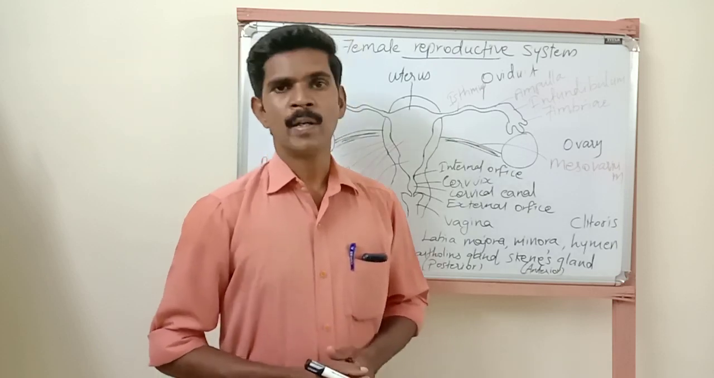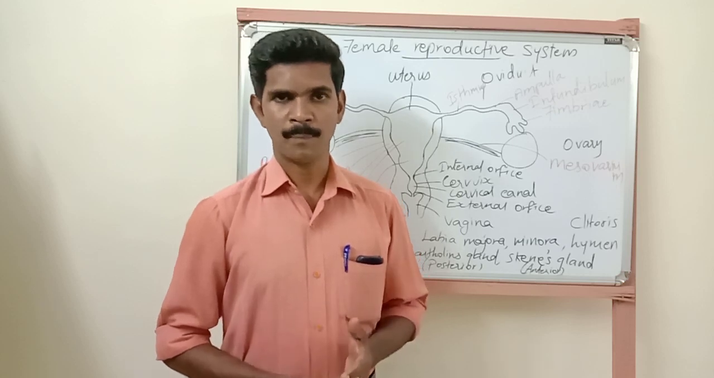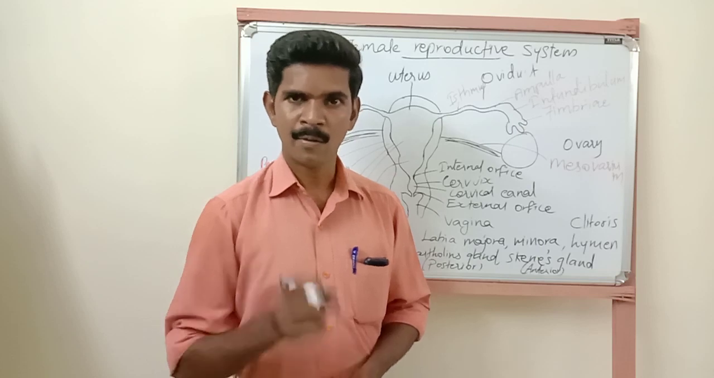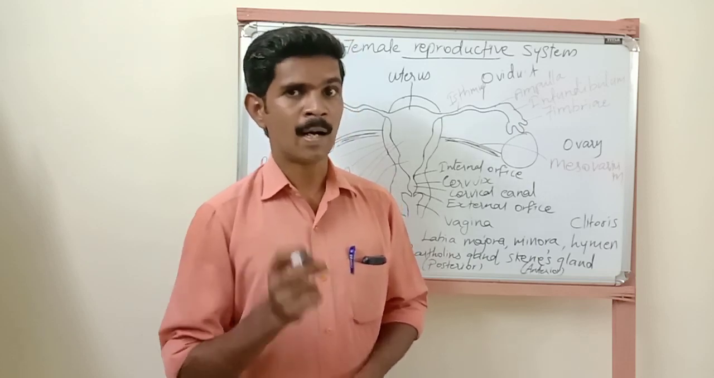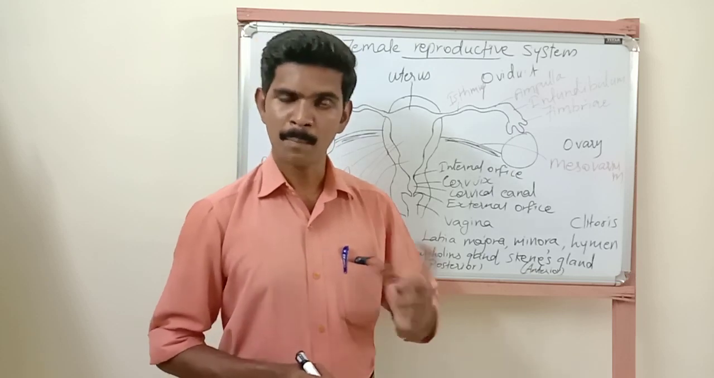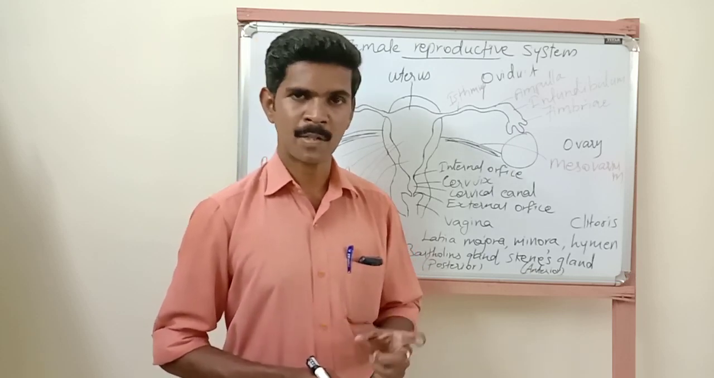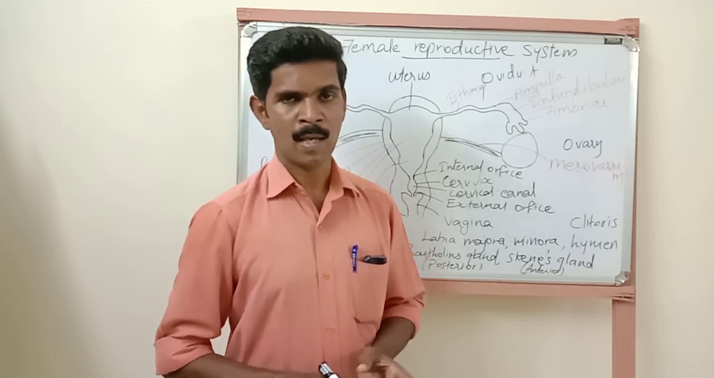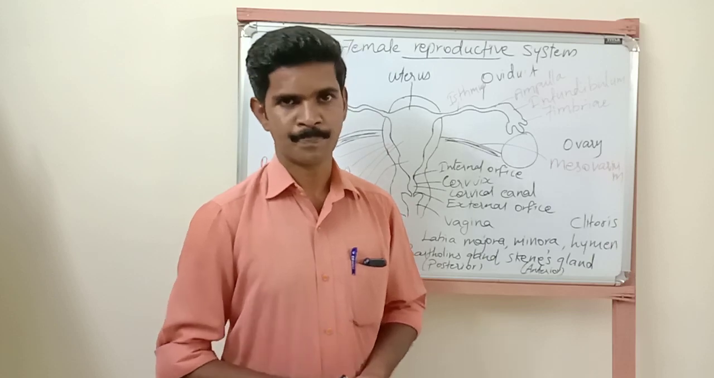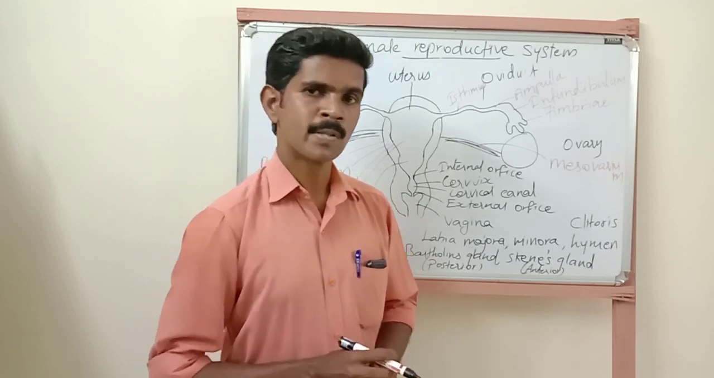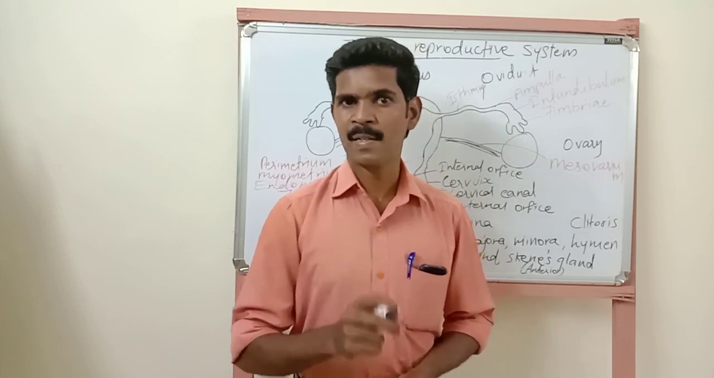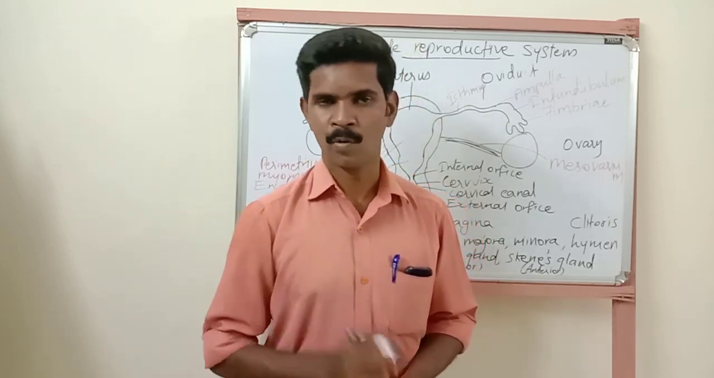Today we are going to study the structure and functions of the female reproductive system and the structure of the female sex cell, the ovum or egg. The male sex cells are otherwise called sperm or spermatozoa, and the female sex cells are otherwise called egg or ovum. Understand? So today we study the female reproductive system and the female sex cell, the egg or ovum.